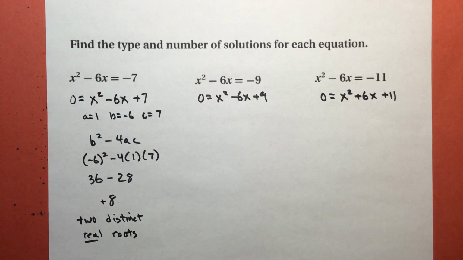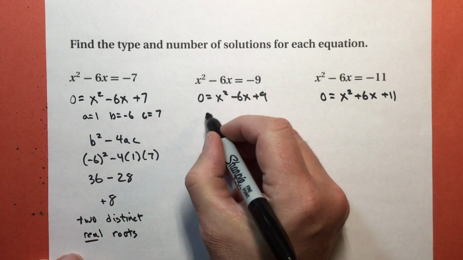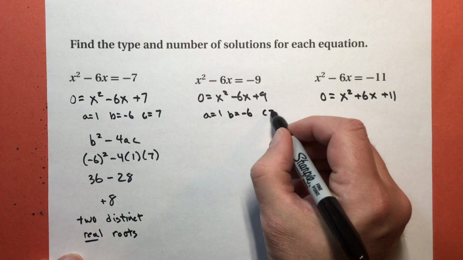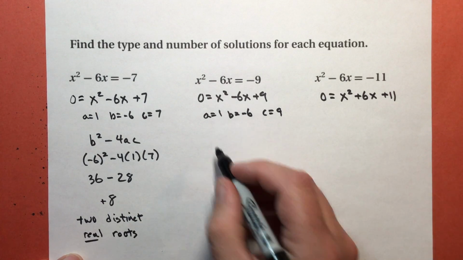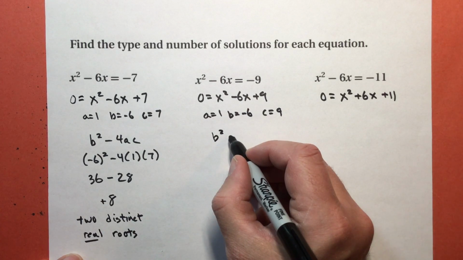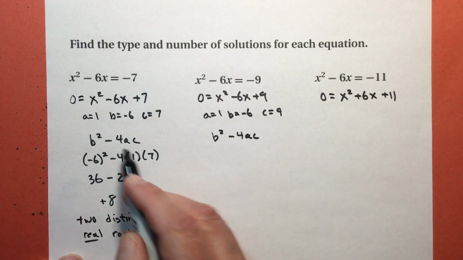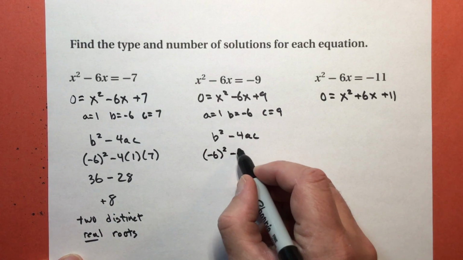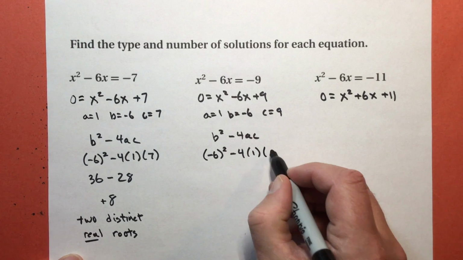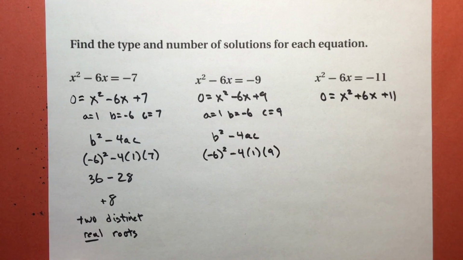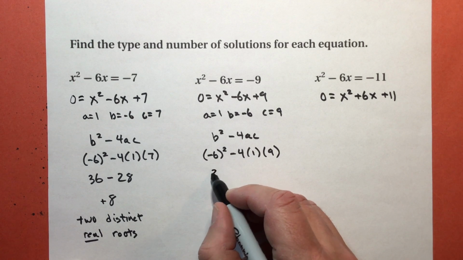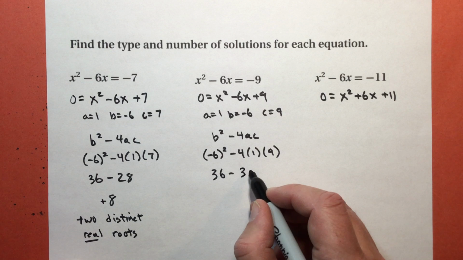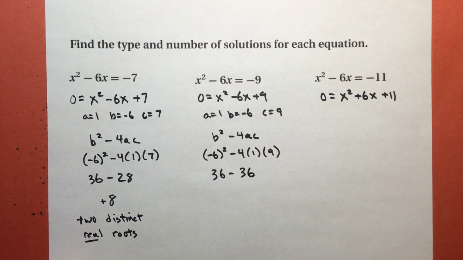All right, cool, we got that. Let's see what happens with this one. So my A is still 1 and my B is still -6. This time my c is going to be positive 9. I get b to the second power, subtract 4ac, that stayed the same. Negative 6 to the second power, subtract 4 times 1 times 9. 36 subtract, wait for it, 4 times 1 times 9 is also 36.